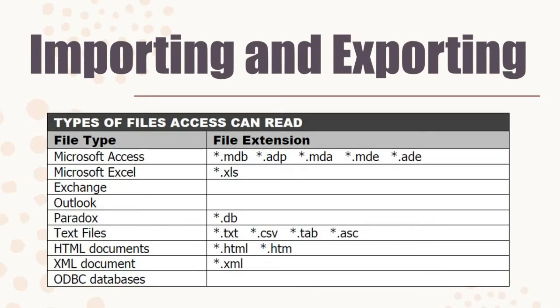Okay, types of files Access can read. So ano daw yung mga files or data type na pwede nang gamitan ng importing at exporting na maaaring basahin or mabasa ni Microsoft Access. The first one is the file type Microsoft Access. The file extension is *.mdb, *.adp, *.mda, *.mde or *.ade.